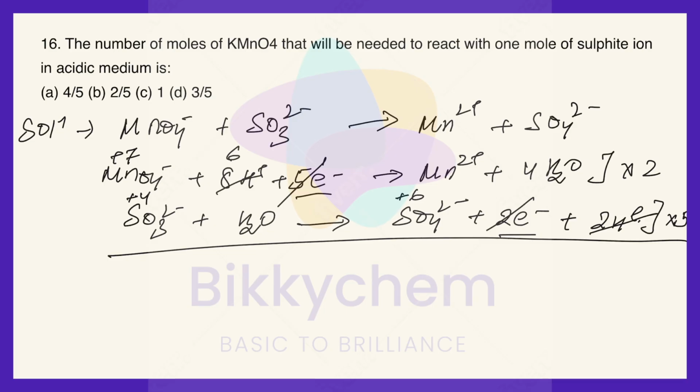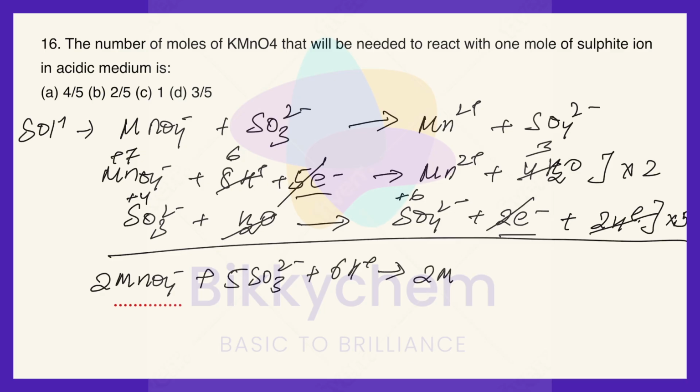And water is 5 there and 8 there. So 5 will cancel, 3 will be remaining. So 2 MnO4 minus, 5 SO3 2 minus, 6H plus will give 2 Mn2 plus, 5 SO4 2 minus, 3H2O. So this is the overall reaction.